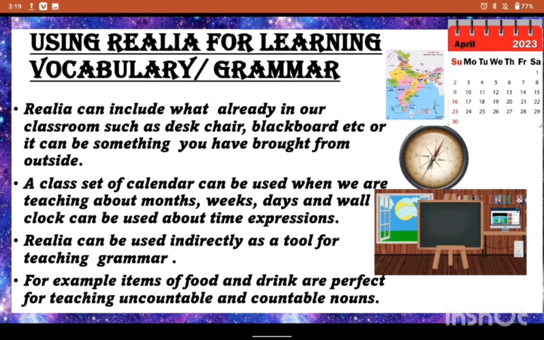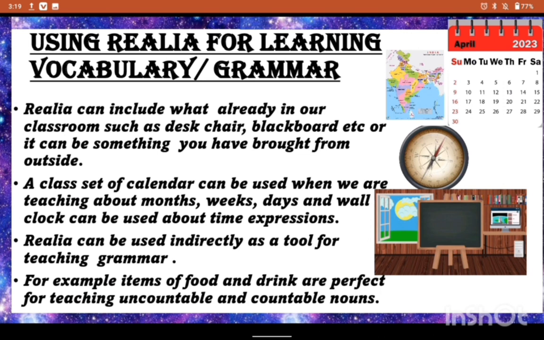Using Realia for learning vocabulary and grammar. Vocabulary is the main thing to learn first because vocabulary is nothing but words. Without words, we can't learn a language. Realia can include what is already in our classroom such as desk, chair, blackboard, etc., or it can be something you have brought from the outside. Realia makes vocabulary learning easy because the basic vocabulary like chair, table, blackboard and chalk piece are there in the classroom, while items related to other topics teachers should bring from the outside.